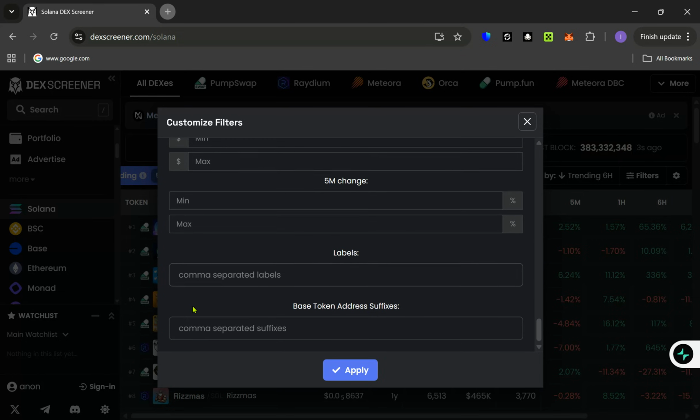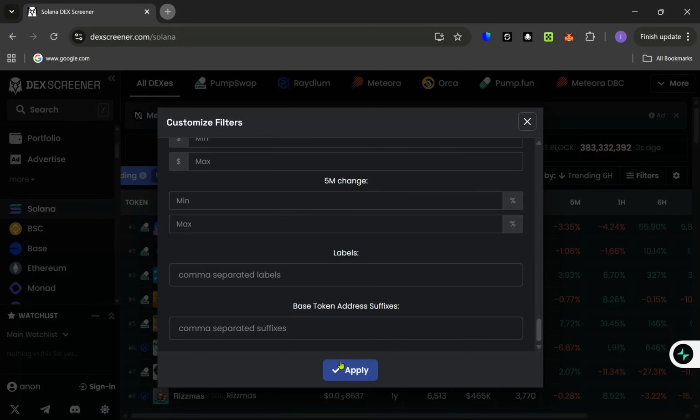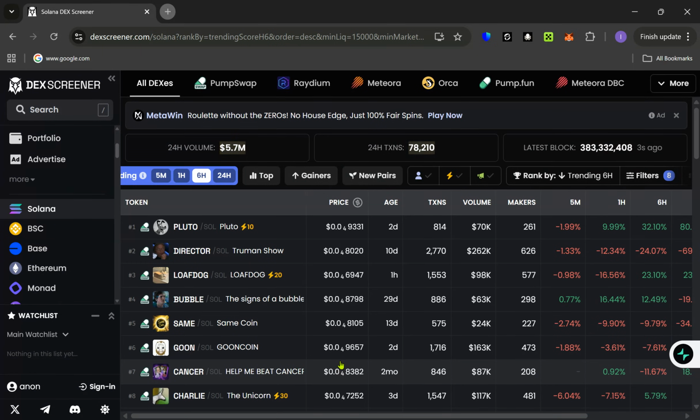So after you have done this, you can just click on apply. If you click on this apply, it will apply this filter and then look for you the tokens that are within this range. Sorry, I don't know why it's not clicking. So it will go to the market and check for you the tokens that are within that range that you put. Actually, you see the market cap here is 70K, the transaction is 815, the age is 2 days. I don't know where they got this, because I said 30 minutes to 1 hour. So I don't know where they get that.